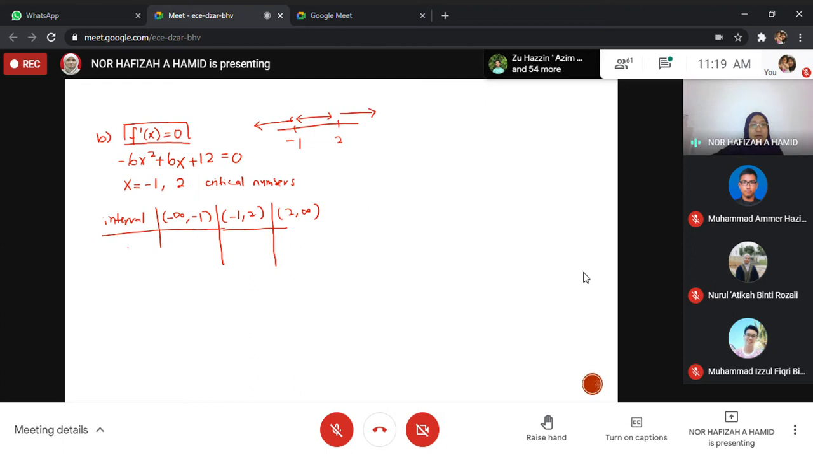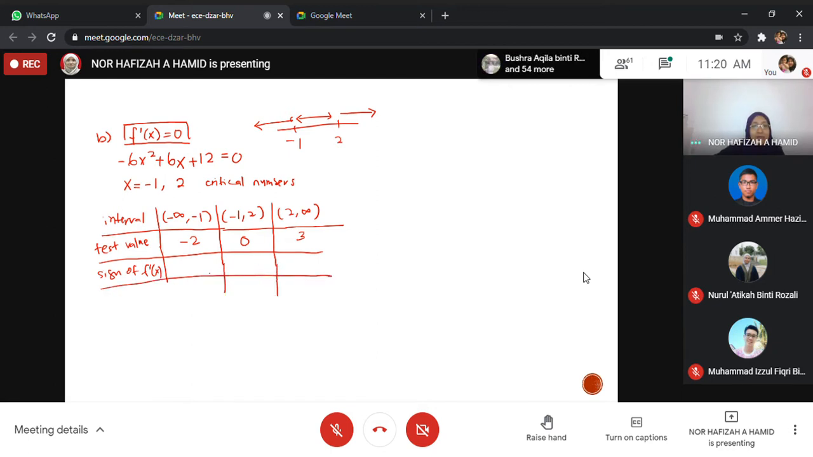Next, substitute the test values. For the test value you can choose any number within the interval. From less than -1, for example, I choose -2, between -1 and 2, I choose 0, and greater than 2, I choose 3. Next, after you have the test values, substitute into f prime, because I want to refer to the sign of f prime x. So substitute -2 into f prime, and you will have negative.